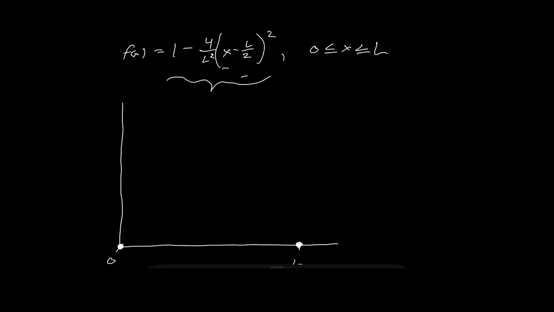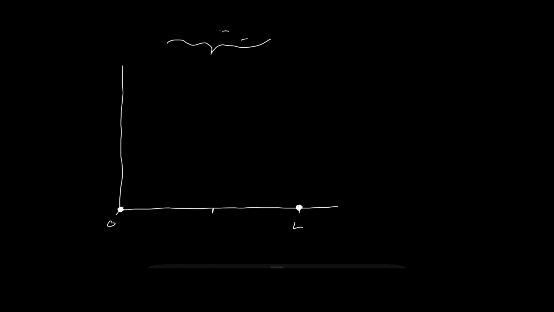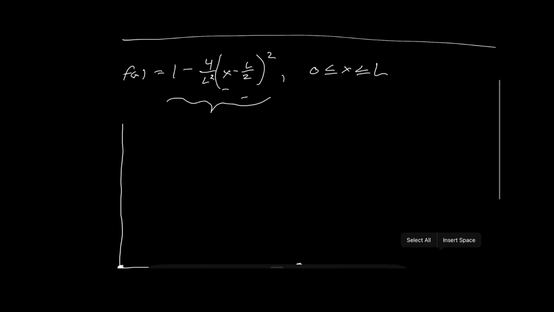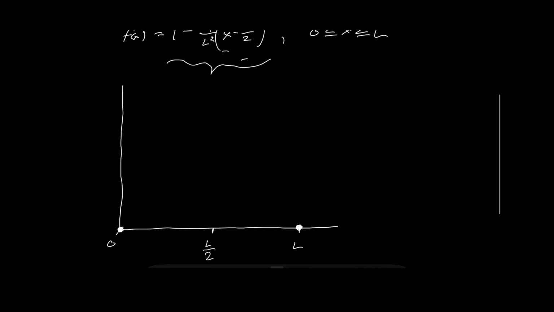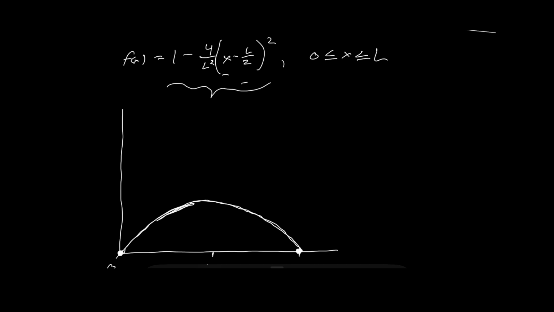Now, in the middle, we get L over 2. And this looks like a parabola to me, right? Because we have the x squared term. So it's probably going to have a peak at L over 2, in the middle. We can just verify that. If you put L over 2 in there, L over 2 minus L over 2 is 0, and that makes it 1. It's right here, 1.